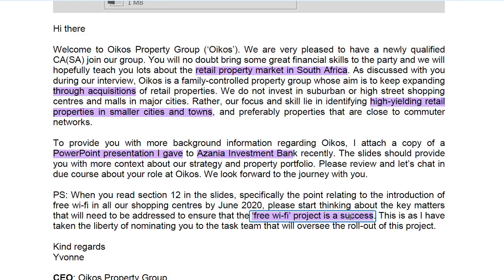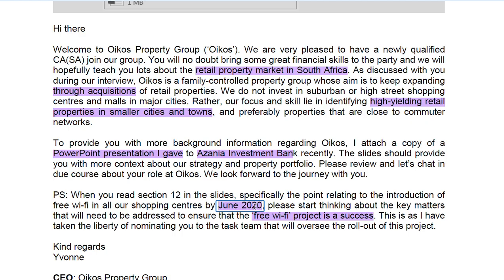Now, in your mind, you know that what you need to do is to understand if there is any company that is in the retail property market that is providing free Wi-Fi. Assess the challenges they're experiencing. Assess the good things about it. So the good things as well as the bad things in terms of deciding to go ahead and have free Wi-Fi in all the company's shopping centers. So you need to understand that before you go to the exam.